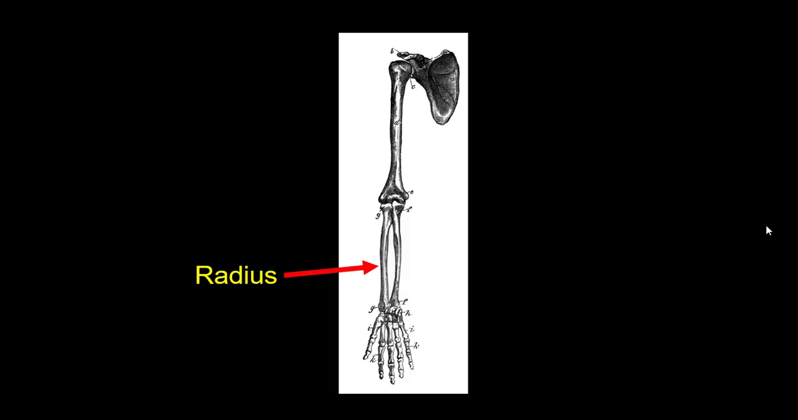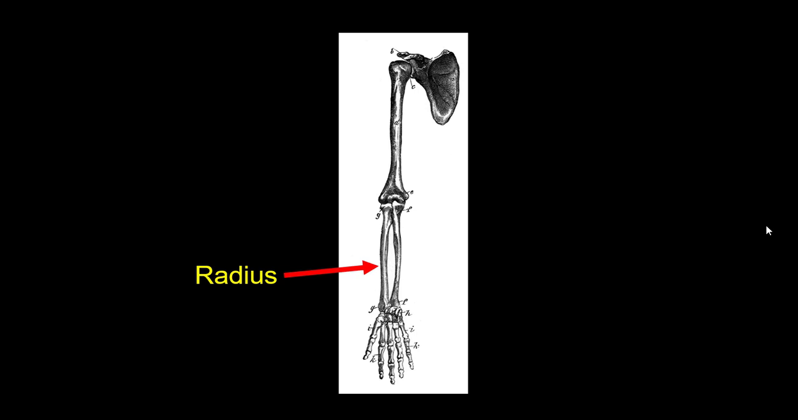Let's talk about the radius first. This picture is way better. Okay, so the radius, you can see it articulates superiorly, proximally with the humerus, and then distally with the wrist bones. This bone is pretty much the same shape and size as its partner, the ulna. I want you to remember, though, that this one, the radius, goes down to your thumb.